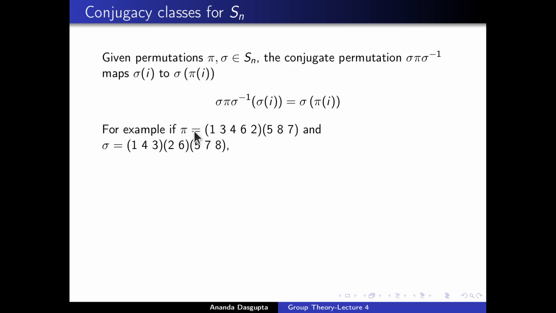Let us take, for example, this permutation pi, which has a cycle 1, 3, 4, 6, 2, which remember means 1 goes to 3, 3 goes to 4, 4 goes to 6, 6 goes to 2, and 2 goes back to 1. And another cycle 5, 8, 7. 5 goes to 8, 8 goes to 7, 7 goes to 5.